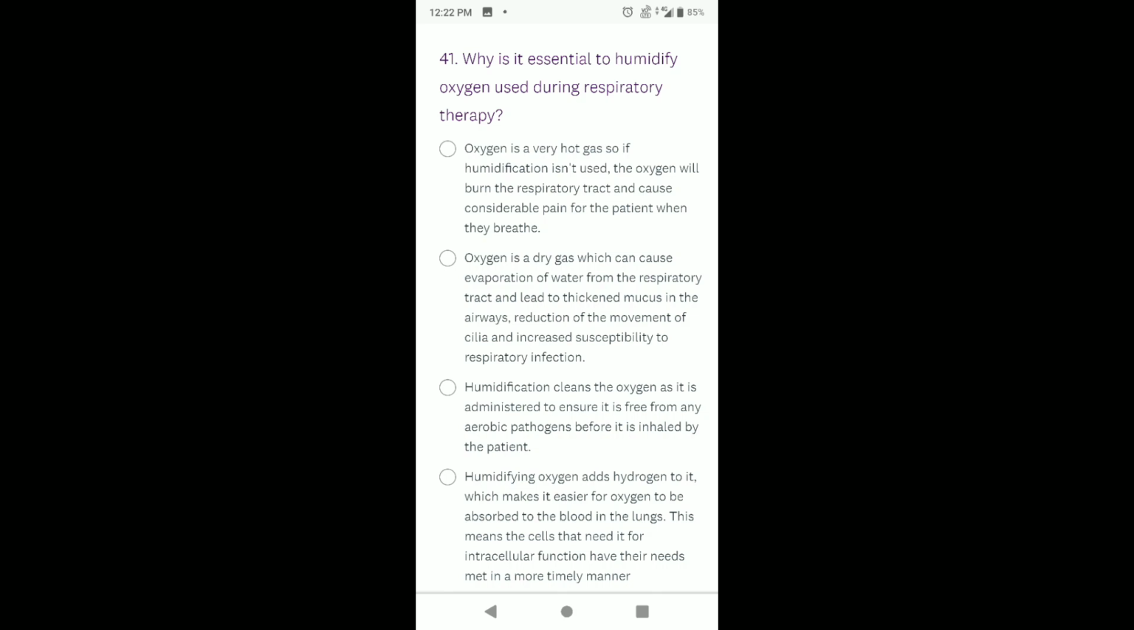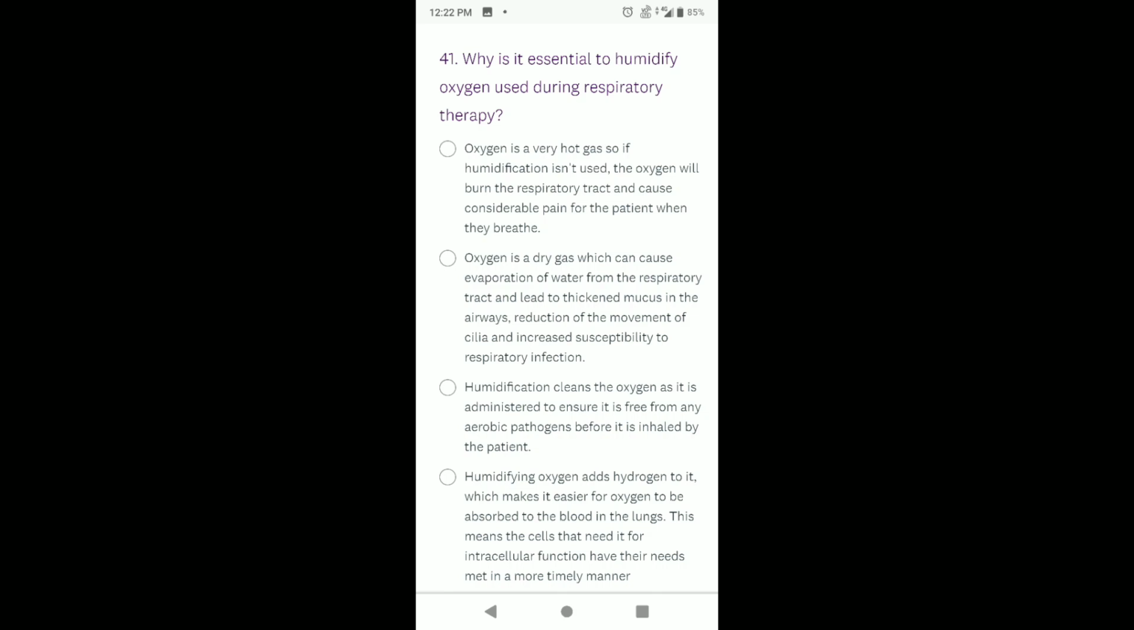Option C. Humidification cleans oxygen as it is administered to ensure it is free from any aerobic pathogens before it is inhaled by the patient. Option D. Humidifying oxygen adds hydrogen to it, which makes it easier for oxygen to be absorbed to the blood in the lungs. This means the cells that need it for intracellular function have their needs met in a more timely manner. Here, I don't know how many of y'all have got the answer right.